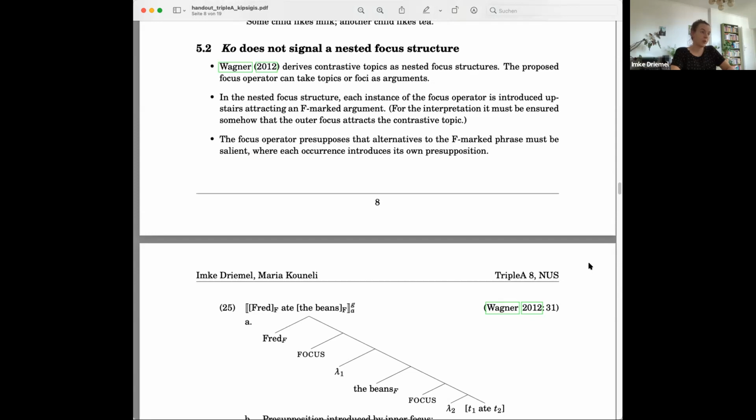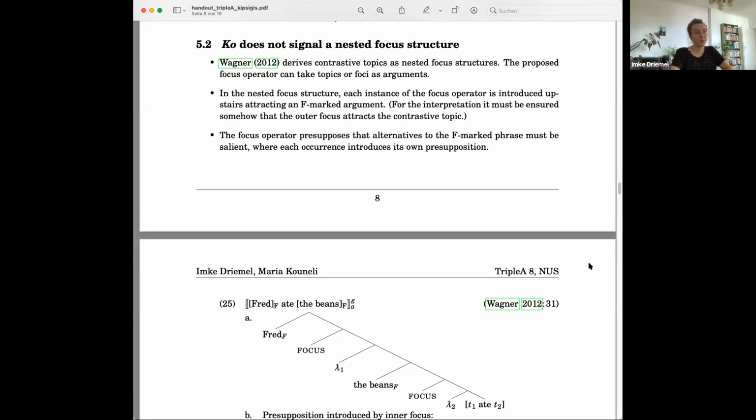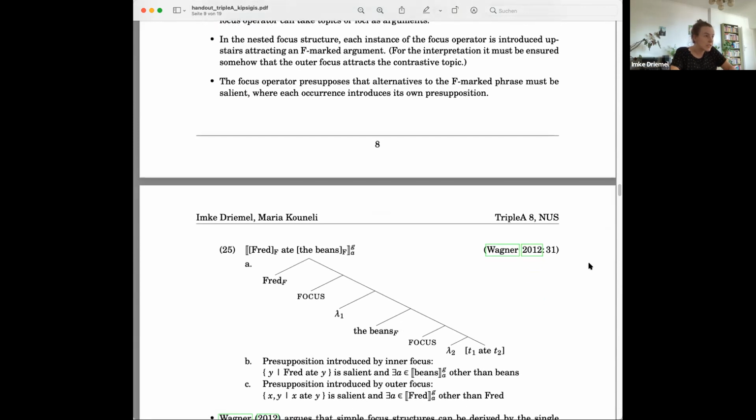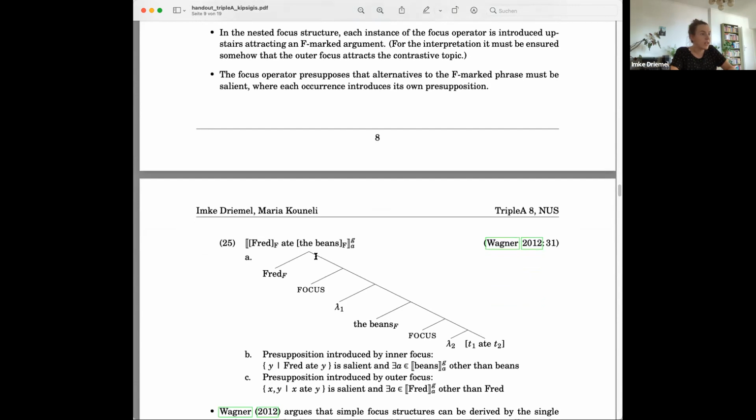Now, the next thing we want to point out is that Co does not signal a nested focus structure. This has been proposed by Wagner, and he proposes a focus operator that can take topics and foci as arguments. So here it's instructive to look at an example. So let's look at 25. Fred ate the beans. So that would be licensed in a contrastive topic context. So who ate what? What did Fred eat? Fred ate the beans, right? So Wagner says that the beans is F-marked and Fred is F-marked. Yeah, and focus operators are introduced in the left periphery and they each attract the F-marked phrase. And they create this nested focus structure, right?